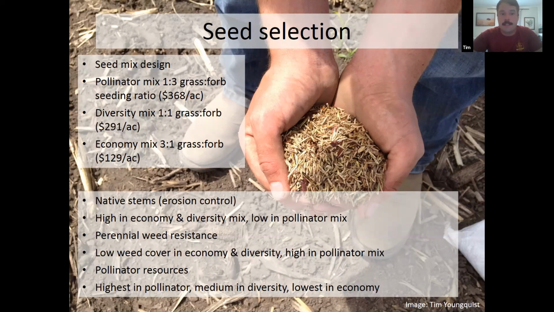Otherwise, a diversity mix that has maybe higher diversity, but has an even amount of grasses and forbs, is a little bit cheaper, and you're going to see really good erosion control in that kind of a mix. And that's going to do a better job with your perennial weed resistance. Things like Canada thistle are going to pop up less with that, whereas a stand that's heavier in forbs, you're going to maybe have a little more invasion of your Canada thistle and things like that.